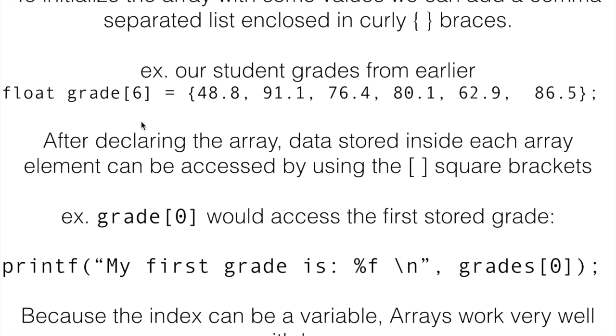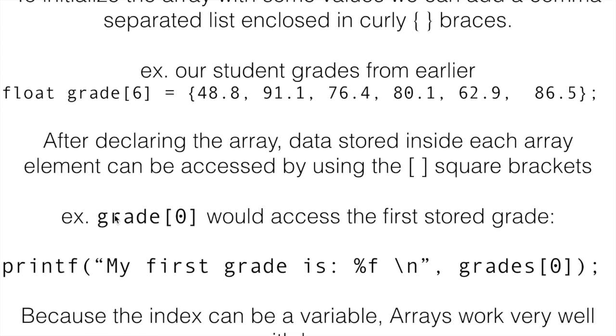Here's how we can fill up an array, but how do we actually get at that data later? This is the next point I want to talk about. After declaring the array, the data stored inside each array element can be accessed by using the square brackets. And whenever you see these square brackets in C, I want you to think arrays. Whenever you see these square brackets, you should realize that you're dealing with arrays.